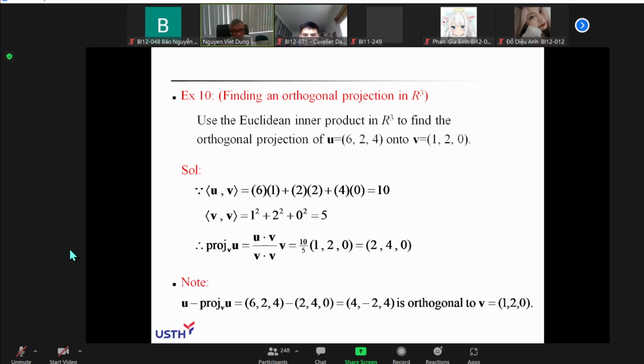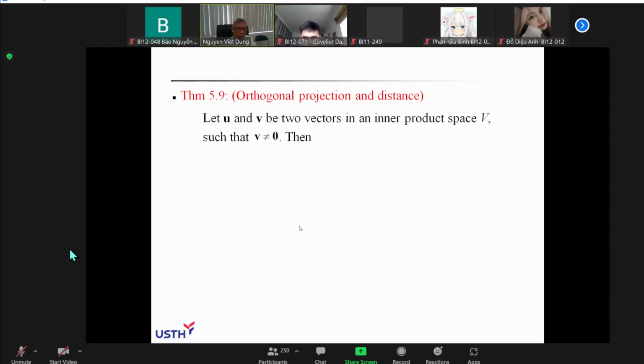And there is one important observation. That is, if you take U minus the projection of U on V, it will be orthogonal to V. We are going back to this point later. That is a property of orthogonal projection. That is a property about the distance. I give you the claim first, and then I explain that by geometry.